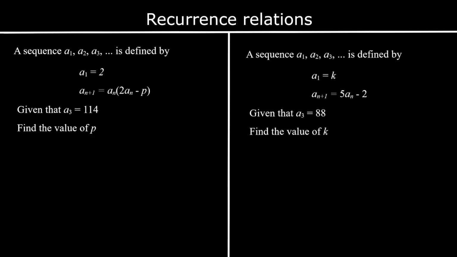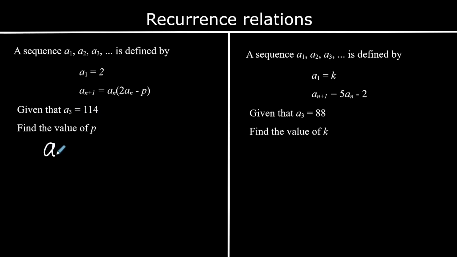A sequence a1, a2, a3 is defined by a1, the first term, is 2, and the next term is 2 times the current term squared, take away p, which is some constant. Given that the third term is 114, find the value of p.